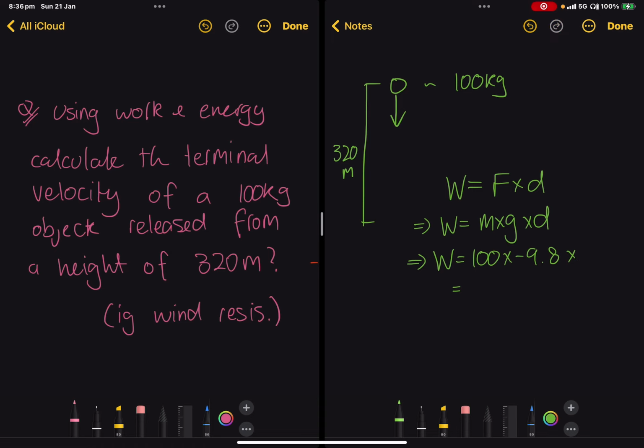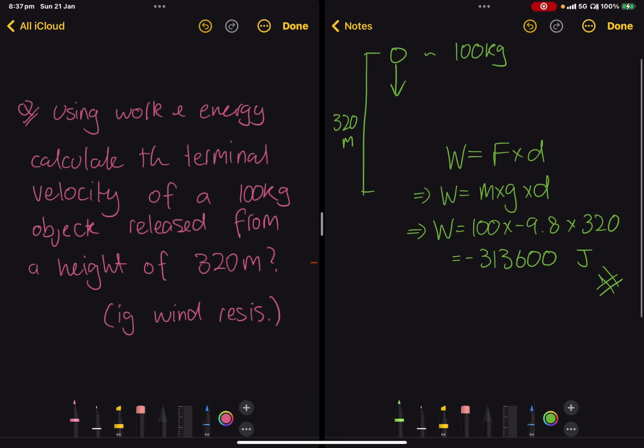This distance is 320 meters. So this gives us 100 times 320 times minus 9.8. So the work is minus 313,600, and that is joules. So that's the answer to the first part that we need here. We needed to find how much work was exerted on the object as it moved down. The work was done by the gravitational field, incidentally. But from the perspective of the object, it's negative work. From the perspective of the gravitational field, positive work.